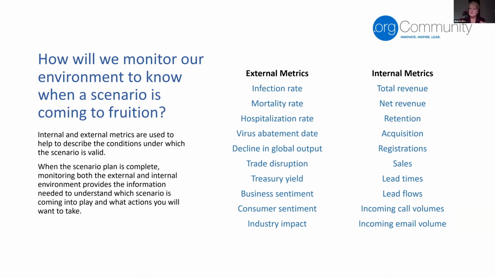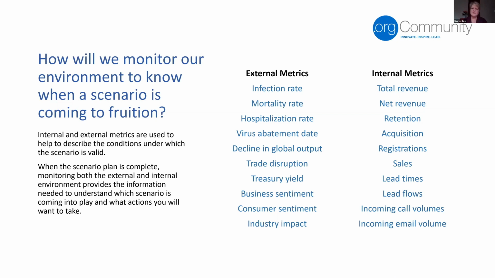So the external metrics, just off the top of my head, we could continue to watch the infection rate, because that talks to us about how available members are to engage, and that translates over on the internal side. Also mortality rate, hospitalization rate, virus abatement date. So that's what we're looking for right now. We're trying to understand when this is going to be over, when we're going to be on decline. We're in the eye of the storm right now, so we're not going to know that. But at the point we know that, we'll be able to start modeling even association activity again.